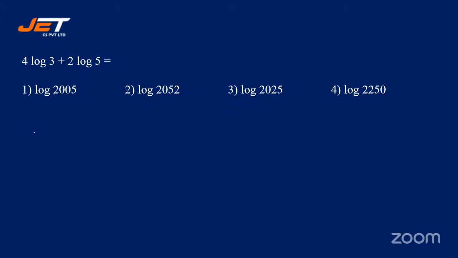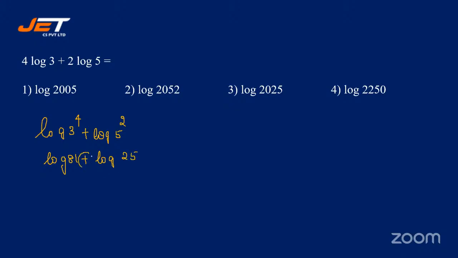Now, how do we proceed with this? Log 3, this 4 will become the power, isn't it? Like that, log 5, 2 will become the power. So log 3 power 4. 3 3s are 9, 9 3s are 27, 27 into 3 is 81, plus log 5 square is 25.